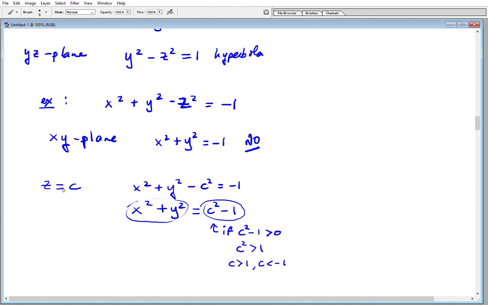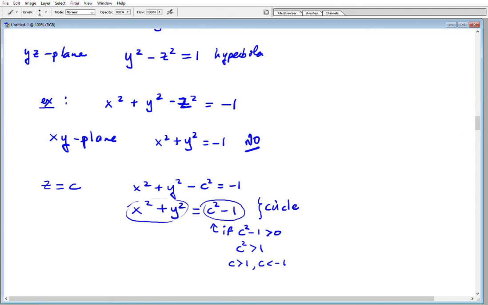So we'll have traces for those values, and we'll have circles. In these cases, we're going to get a circle. So horizontal planes are going to cut this thing in a circle. But there's nothing between 1 and -1. No circles between 1 and -1. And we have a bunch of circles above 1 and below -1. Just from that information alone, we can picture what this looks like.